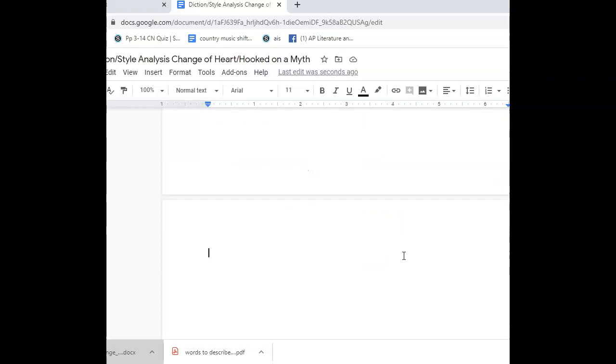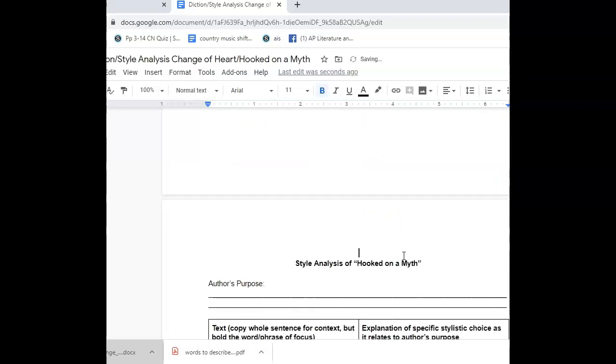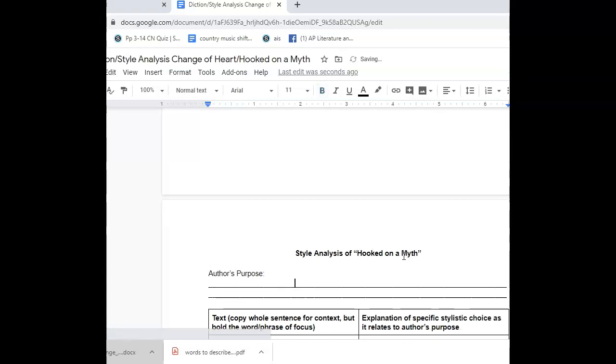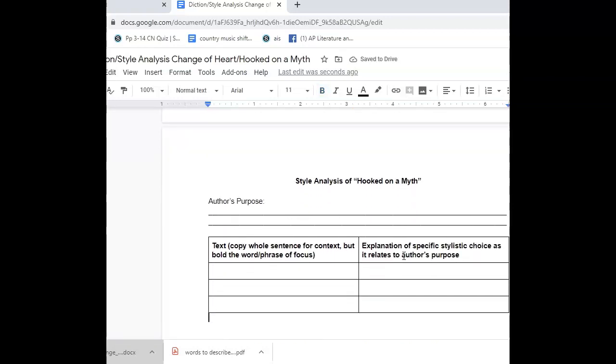So now you will come down here and you are going to do the same thing with Hooked on a Myth. This document will be in the slides for you to complete and turn in at your teacher's request.